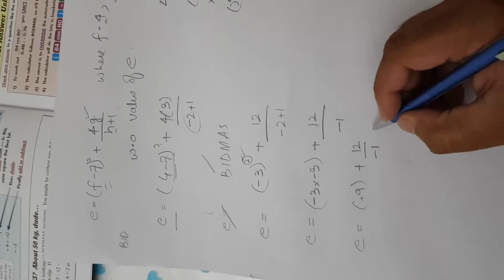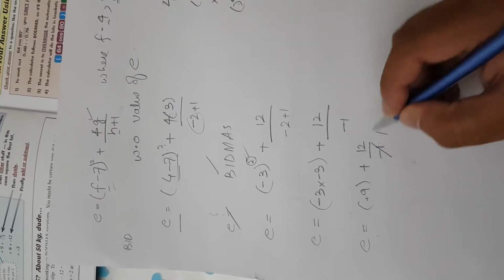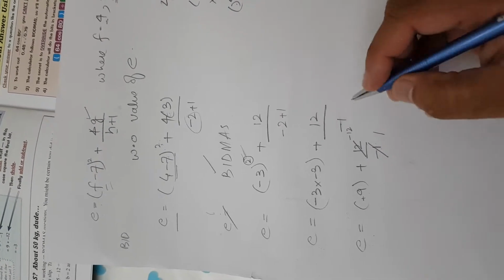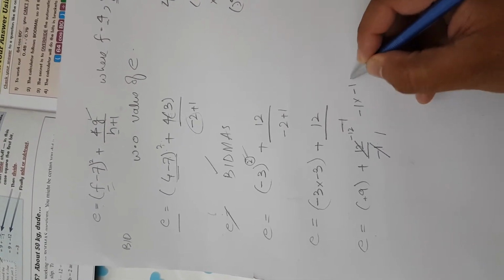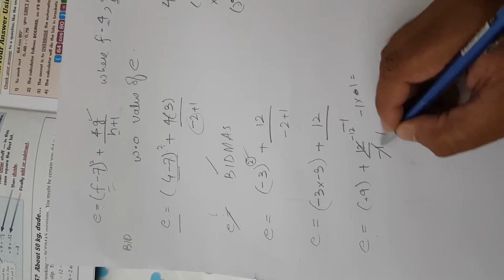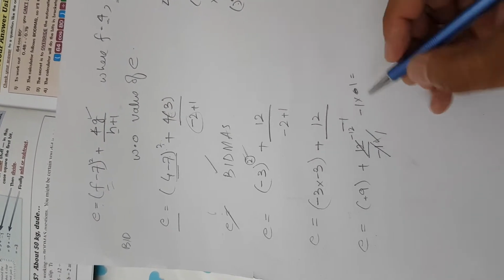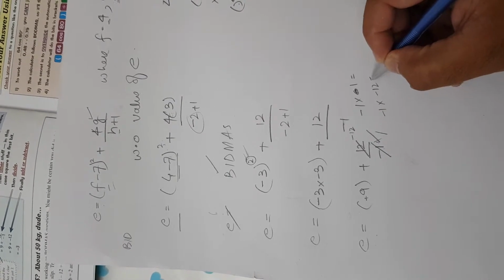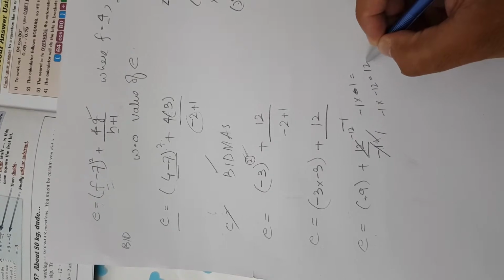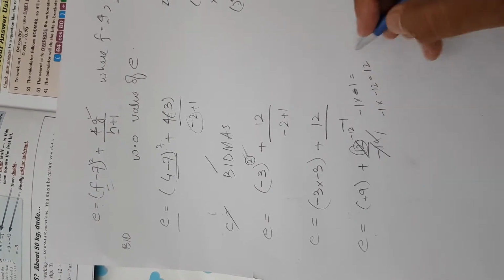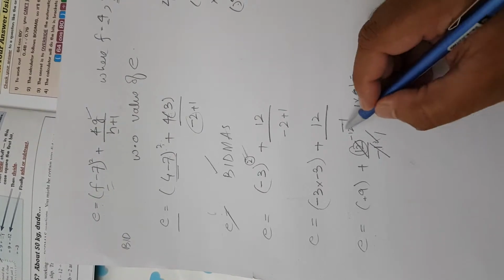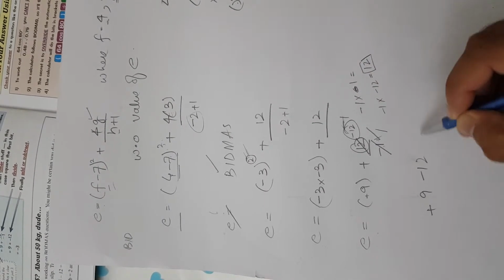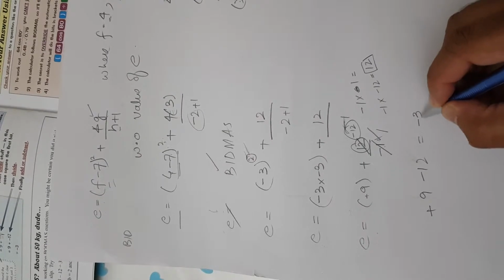Let me divide this part. Minus 1 times minus 12. Minus 12. Did I get it right? Minus 1 times minus 1. Minus 1 times 1 is minus 1. So it's simplified. And minus 1 times what minus 12 makes positive 12? This is positive 12. So I got positive 12 here. So the answer is negative 12 here. Now plus 9 minus 12 is equal to what? It's negative 3, and that is my answer.